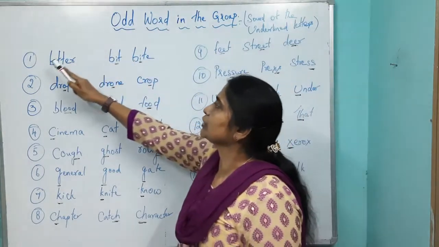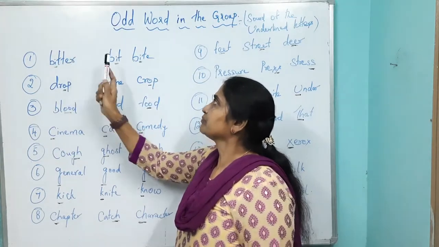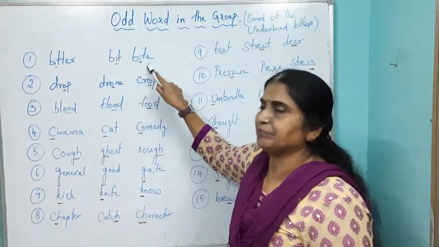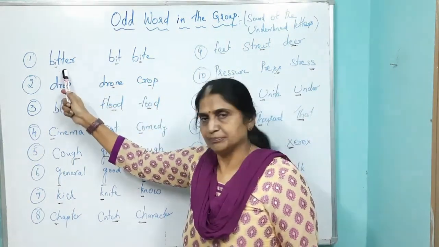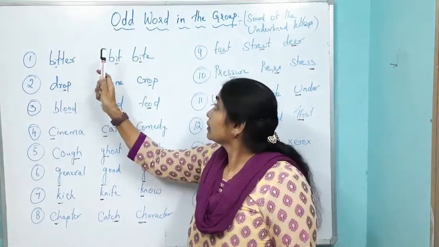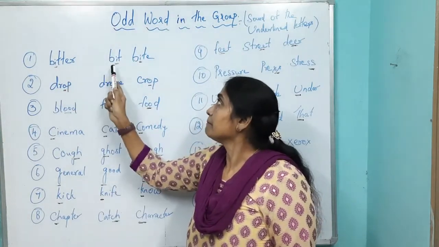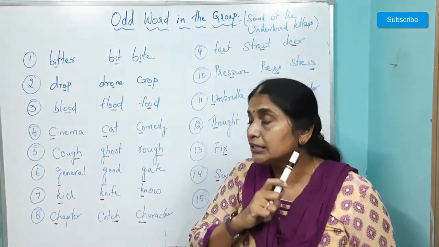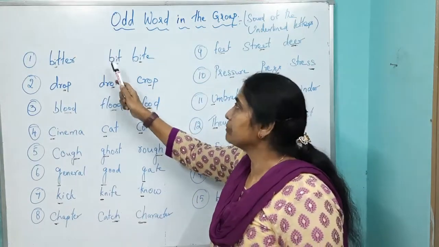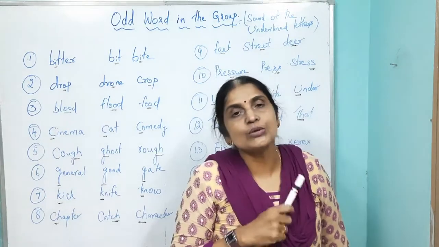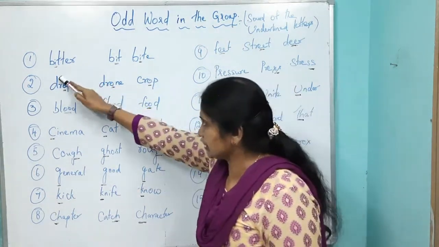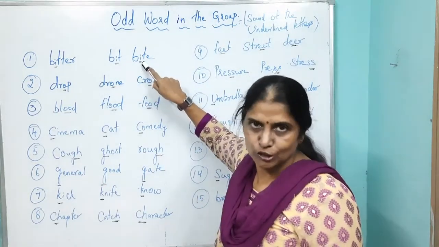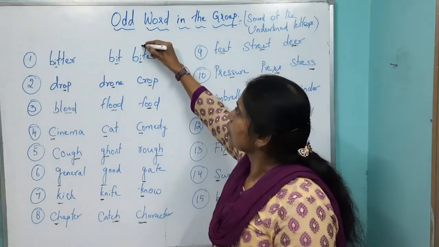Okay. The first group of words are bitter, bit, bite. Now, the underlined letter is I. Bitter, bit, bite. You have to hear properly. Which one do you think is odd? Bitter, bit, bite. You know? So, this is the odd word.